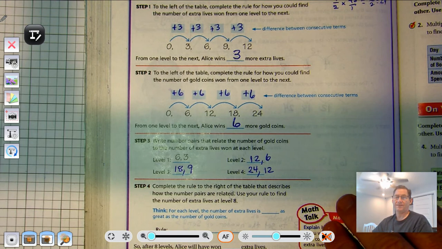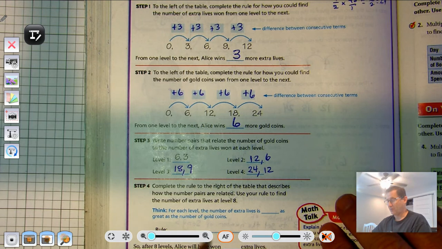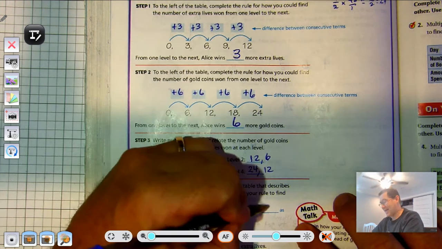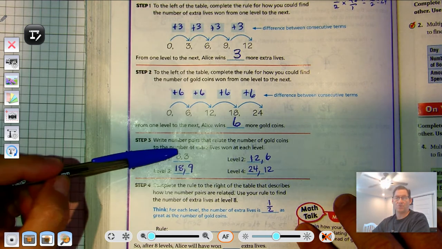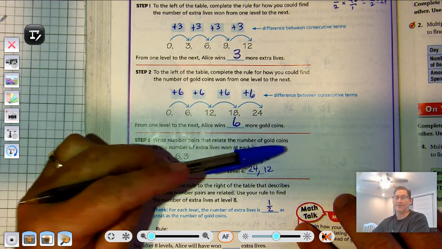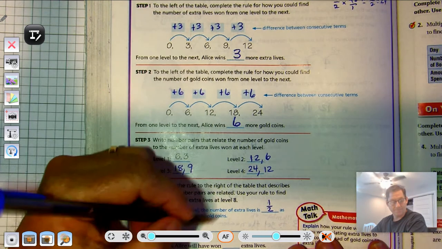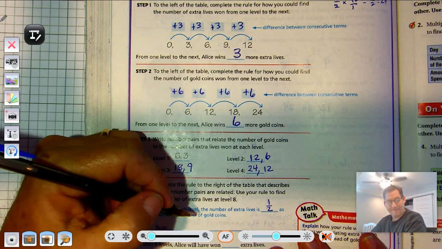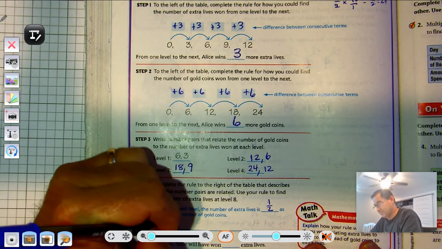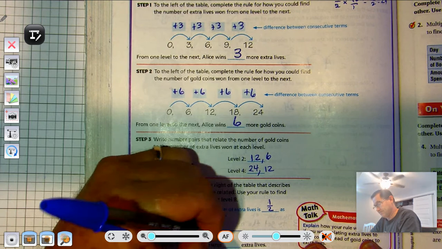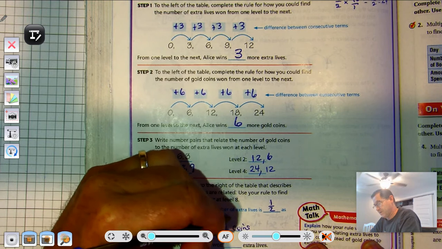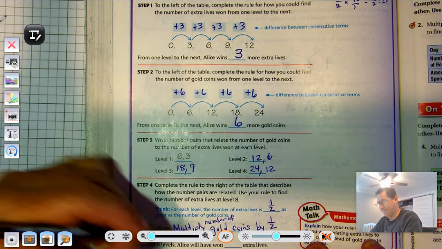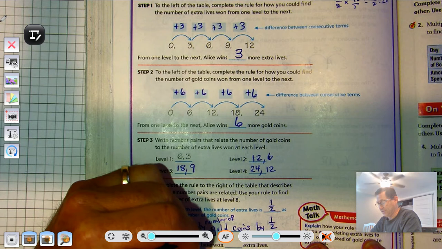So complete the rule to the right of the table that describes how the pairs are related. Use your rule to find the number of extra lives at level 8. So for each level, the number of extra lives is half as great as the number of gold coins, right? 6 gold coins, 3 extra lives. 12 gold coins, 6. These are all halves. So the rule is multiply the number of gold coins by 1/2 to get the number of extra lives.